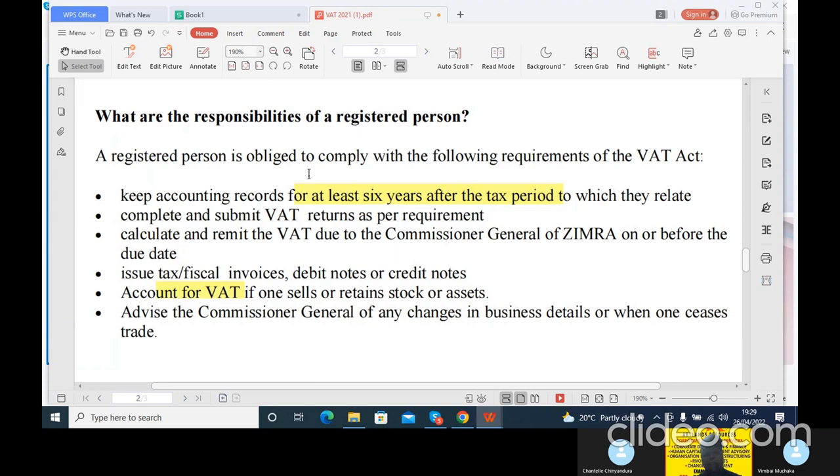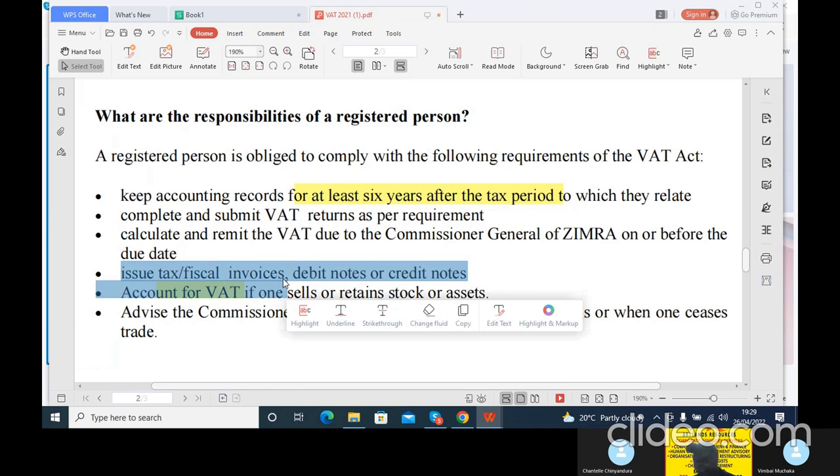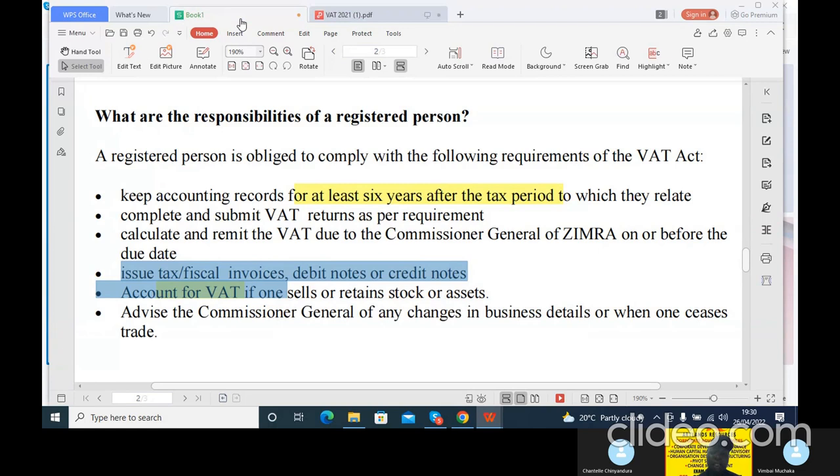So you can see, but I want to take a step further, especially on the features of a tax invoice. How do you know that this is a tax invoice? Because the commissioner here is not saying you have to issue invoices. No, it's saying tax invoice. So you have to satisfy yourself if I really issued a tax invoice or just an invoice. So these are the features of a tax invoice.